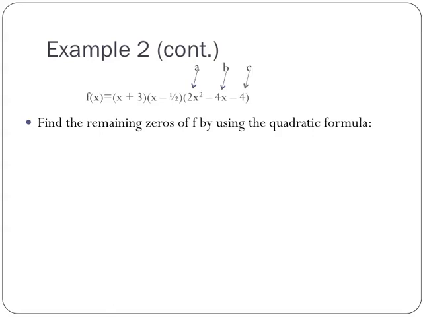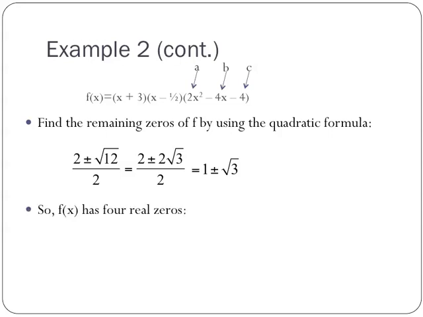So with the quadratic formula, that gives us 2 plus or minus the square root of 12 over 2, which is 2 plus or minus 2 root 3 over 2, and dividing that we get 1 plus or minus root 3. So f of x has 4 real zeros, 2 rational ones that we already found, -3 and 1/2, and it also has 2 irrational zeros, right? Irrational meaning that they cannot be written as a ratio of 2 integers. So that's 1 plus or minus root 3. So we found all 4 zeros: -3, 1/2, 1 plus root 3, and 1 minus root 3.